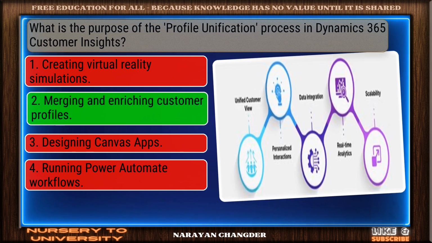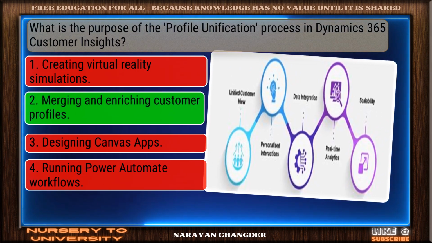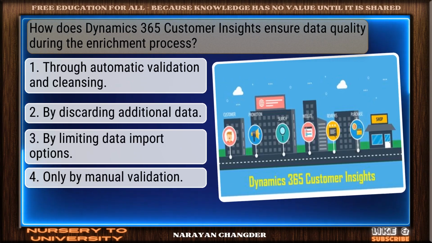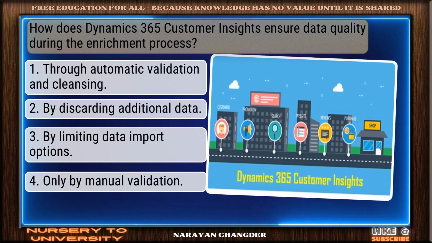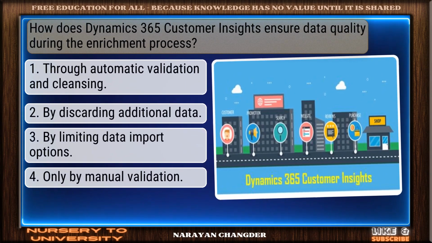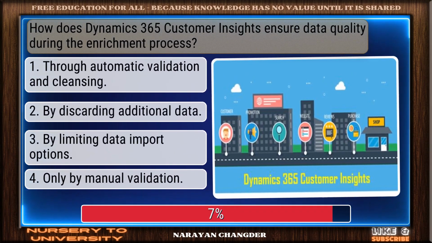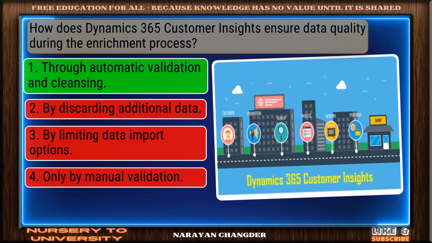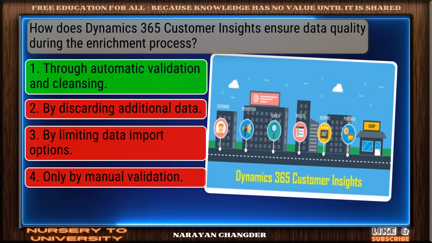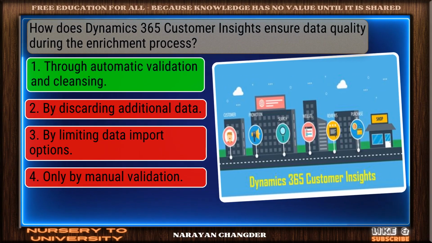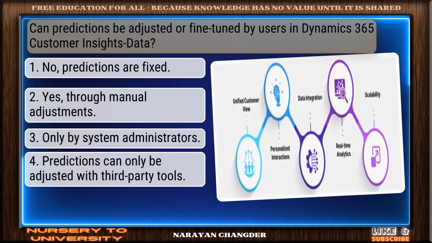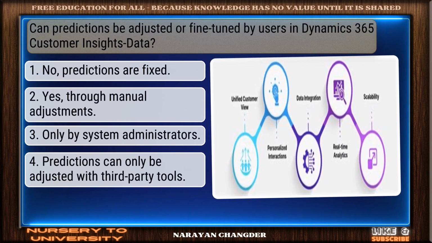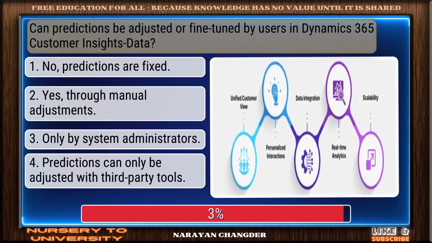Good thinking. Merging and enriching customer profiles is the right answer. Question number 29. How does Dynamics 365 Customer Insights ensure data quality during the enrichment process? Well done. Through automatic validation and cleansing is the right choice. Question number 30. Can predictions be adjusted or fine-tuned by users in Dynamics 365 Customer Insights data?